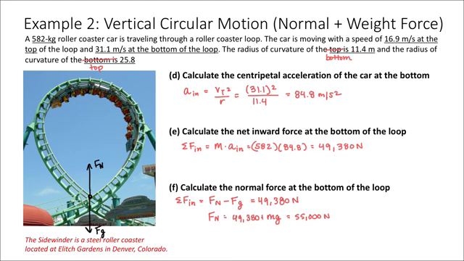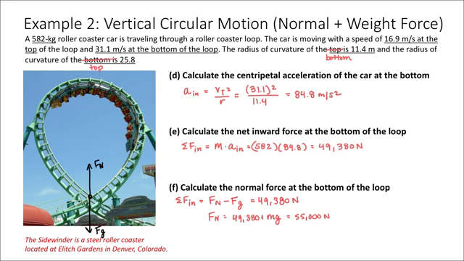All right, now as you can see, this is substantially greater than the weight of the car itself, right? The normal force here is substantially more than the gravitational force. And the reason is because the normal force has to overcome the force of gravity working against it now to provide enough centripetal force, or enough inward force, to keep this object moving in a circular path.